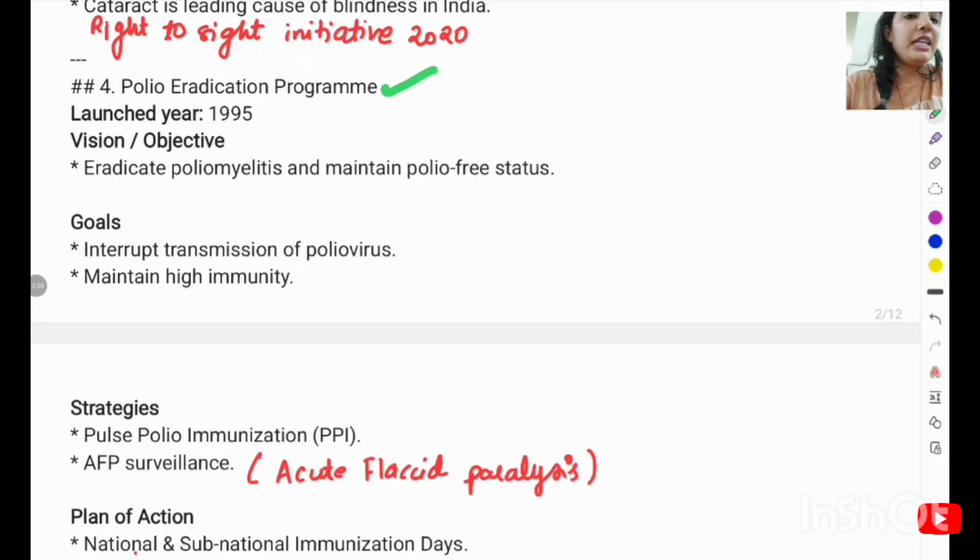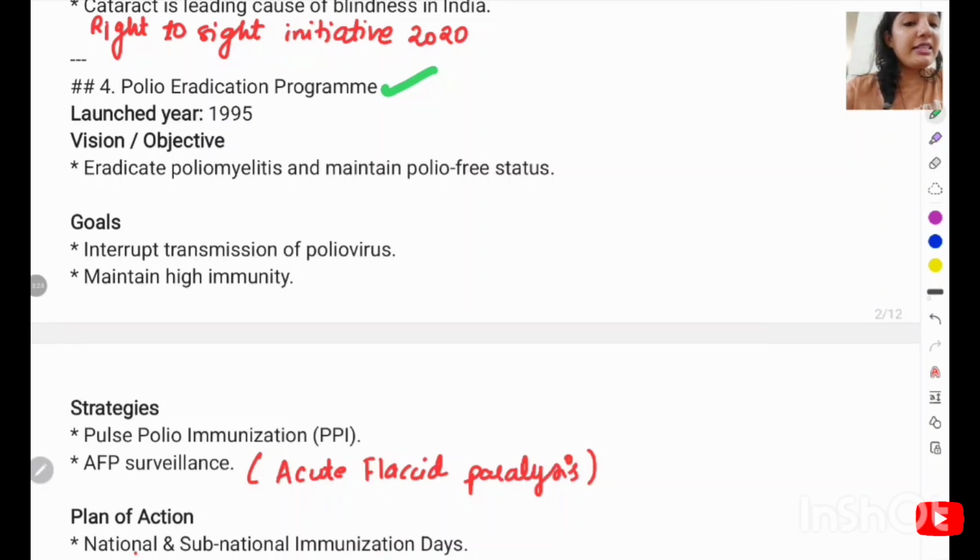So it was launched in 1995, and its vision is to eradicate poliomyelitis and maintain the polio free status. Okay, and you know polio is also one of the viral diseases, and one of the major complications is acute flaccid paralysis. So we have to prevent all those things, and our goal is to interrupt the transmission of the polio virus, because every disease is transmitting, so we have to prevent that transmission, then maintain high immunity in individuals.